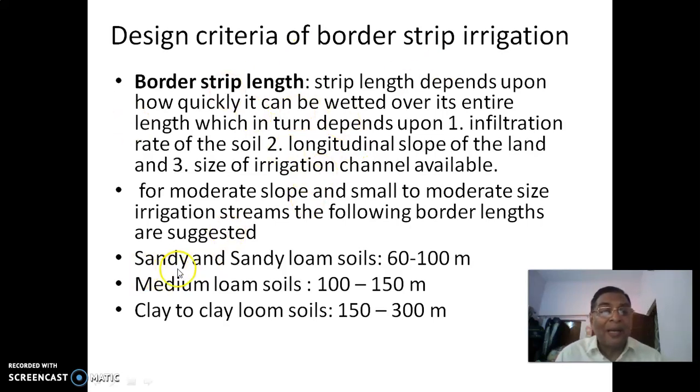You can see sandy and sandy loam soils will have a shorter length, that is 60 to 100 meters only, because the water simply goes on infiltrating. It cannot reach the longer length of the border strips. Similarly, medium soils will have a little greater length, 100 to 150 meters. Similarly, clay soil, definitely because the infiltration rate is less, can spread the water longer distances, and it takes longer time also, because with a slow infiltration rate, water reaches the root zone. So this is how it depends.